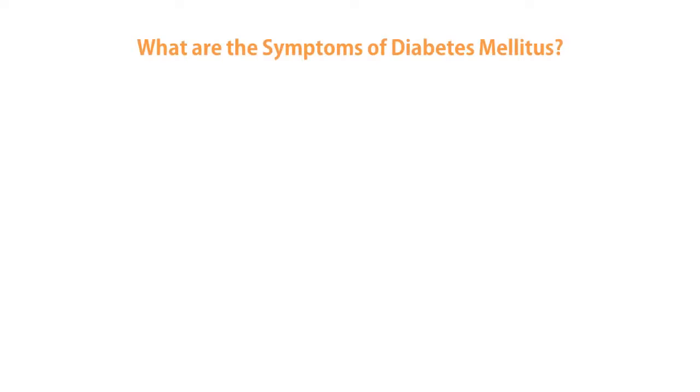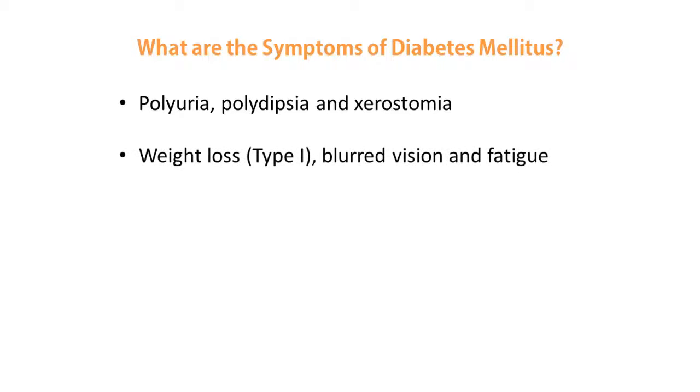What are the symptoms of diabetes mellitus? Excessive urination or polyuria, constant thirst, known as polydipsia, and a dry mouth, also called xerostomia. Weight loss, which is in type 1 of this diabetes mellitus, blurred vision, and tiredness or fatigue.